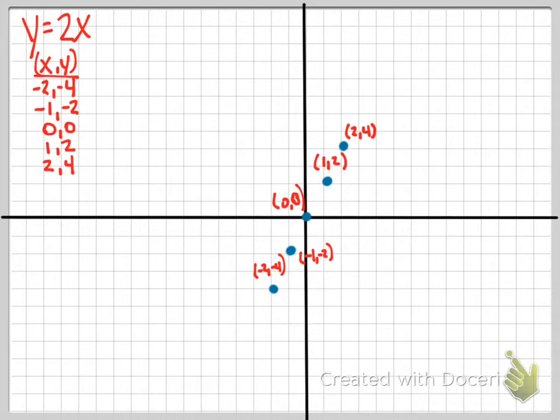So we can see that these are a straight line, and they're supposed to be because this equation is in the form of y equals mx plus b. If you were to do this and your points were not in a straight line, you would know that you had done something incorrectly, and we would need to go figure your math again. But these are in a straight line, and we're going to connect those.